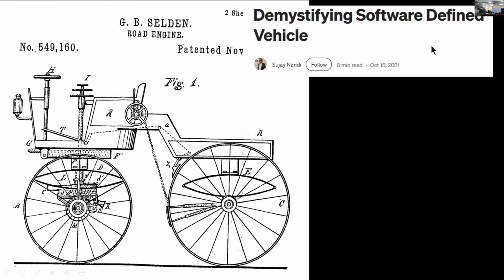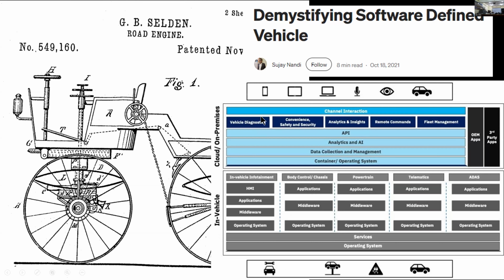So the new car models are called software-defined vehicles. Everything is on a software platform. It's like a mobile phone on wheels. That's what they say in modern cars. It's mostly tech and you have some wheels and an engine. So the modern car looks more like this: vehicle diagnostics, analytics, remote commands, fleet management, and then they have APIs and data collection. This is actually how a car is designed now. You start off with software, and then you say, okay, let me have the chassis, let me have the engine. So now we call it software-defined vehicle.